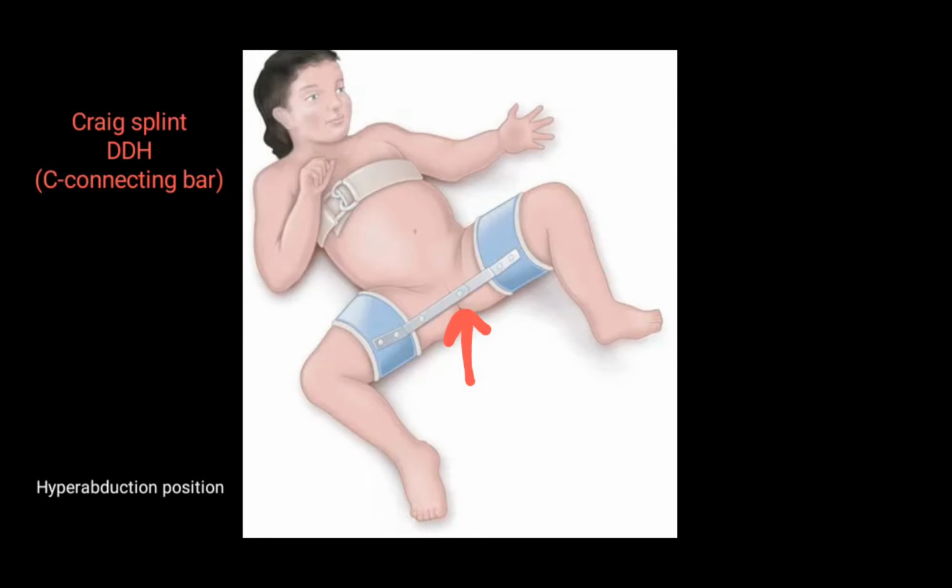Hi everyone. In this video, we will be studying the splints used in orthopedics. The first image shown here is of the Craig splint. Craig splint is basically used in DDH, developmental dysplasia of hip, and there is a connecting bar. The thing we need to remember is that in all the splints used for DDH, there will be a hyperabduction position. Hyperabduction is happening at the hip.